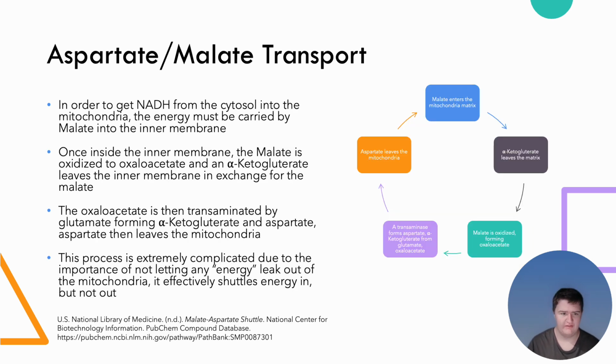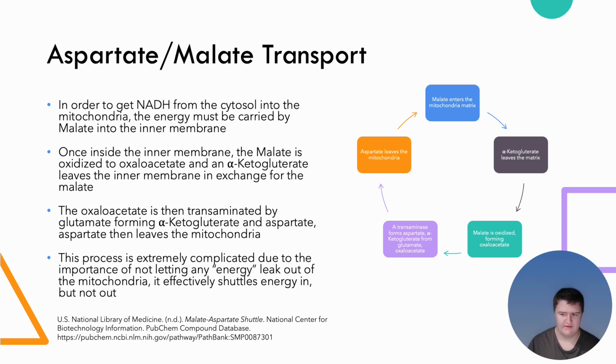Our next one that we have is the aspartate malate shuttle. This one's pretty neat because the regular NADH isn't able to just enter the mitochondria. And so what we have to do is to form malate, which will be able to enter the mitochondria matrix. From there, the malate will actually be oxidized to form oxaloacetate. And when this happens, an alpha ketoglutarate is leaving the inner membrane, and this is exchanging for the malate. So they will switch places.